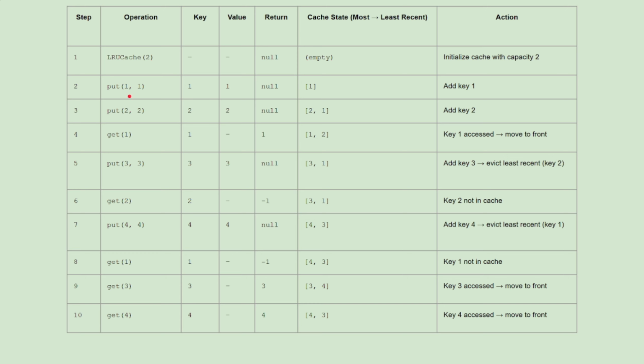Now think that we are going to add one key and its value. So the key will be 1 and the value will be 1. It will not return anything because we are just putting this. But now if you see, the cache state is 1. Now we have added the key 1. Next we are going to add another key, that is 2. The key value pair is this, it will not return anything, but we will update the cache. Now 2 entries are there, 2 and 1.